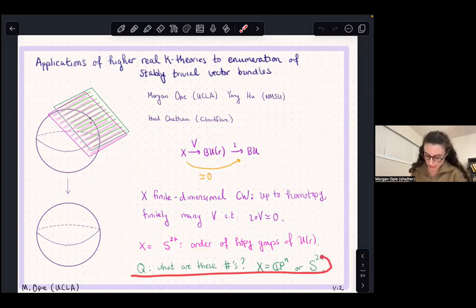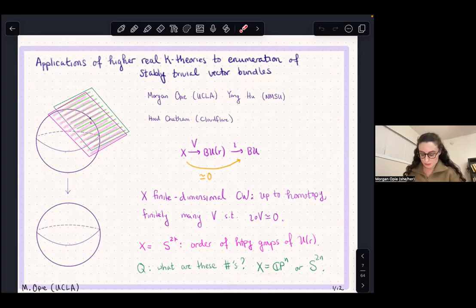So the question that we might ask is, how many bundles do I have which are unstably non-equivalent as topological vector bundles, but which stably represent the trivial bundle? For example, I could ask this for complex projective spaces or for spheres. I'll talk a little bit about even spheres at the end.